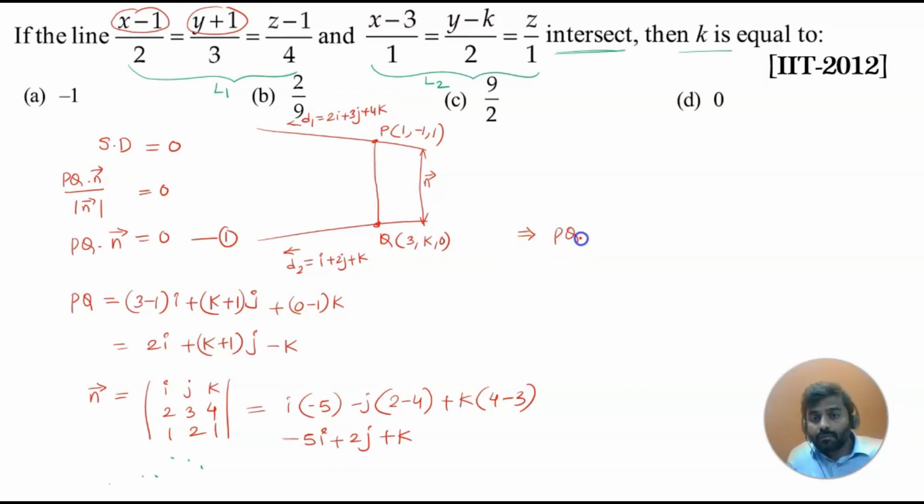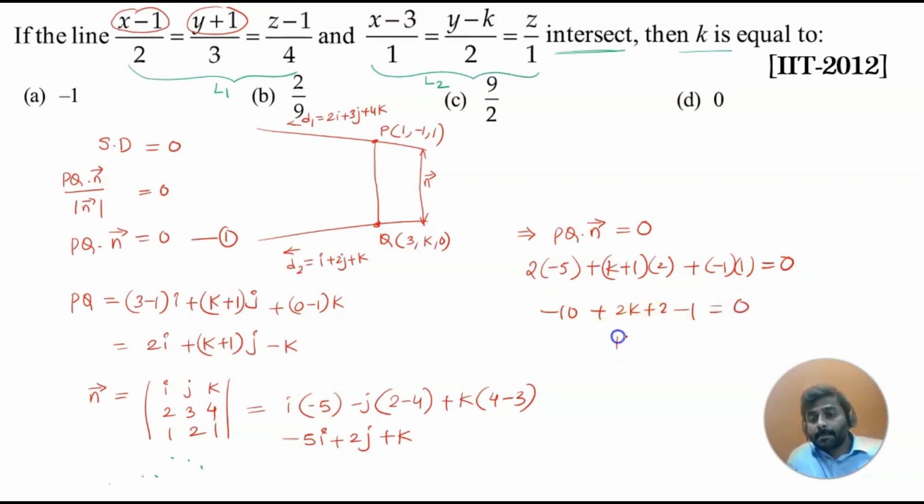Now PQ dot n bar we have to find out. PQ dot n bar we can take as 0. So corresponding i coefficients, j coefficients, k coefficients multiply and add, that's all. So 2 into minus 5, plus (k plus 1) into 2, plus minus 1 into 1 is equal to 0, which is minus 10 plus 2k plus 2 minus 1 is equal to 0, which gives you k equals 9 by 2. So that is our option C.